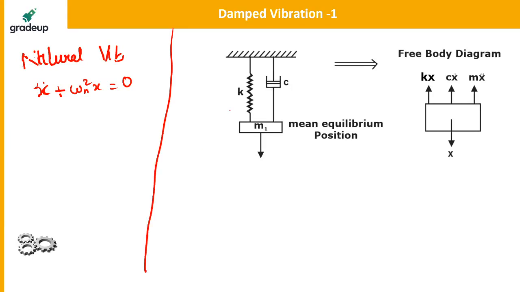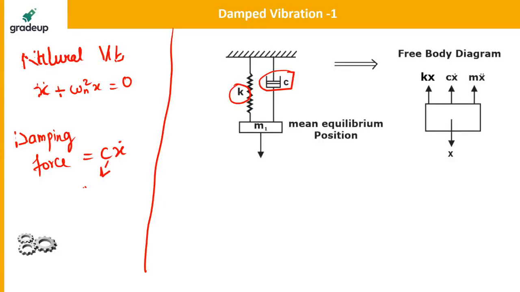In damped vibration, we'll be having a spring force and a damping force. What is the damping force? The damping force is equal to C into x dot. That means the coefficient of damping into the velocity is known as the damping force, where C is the coefficient of damping. Is that clear?